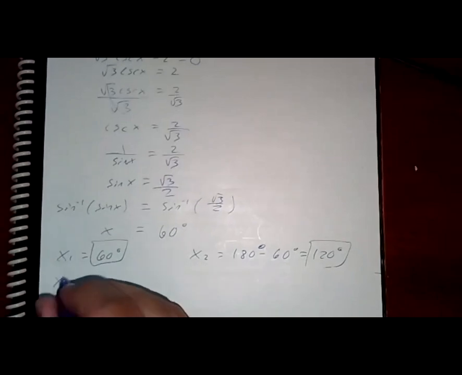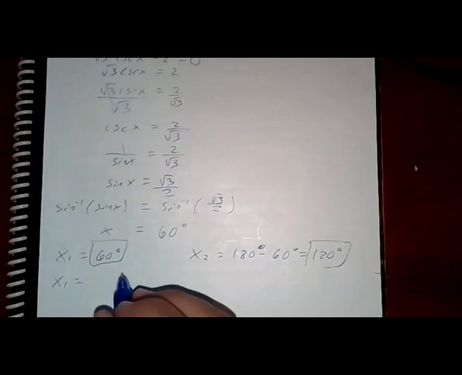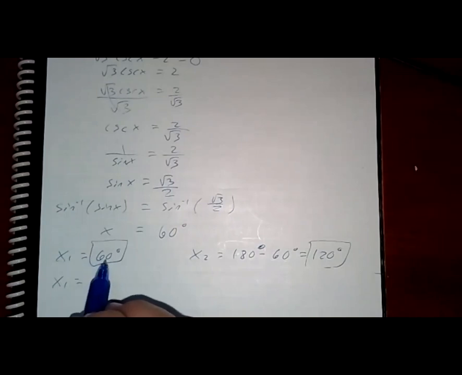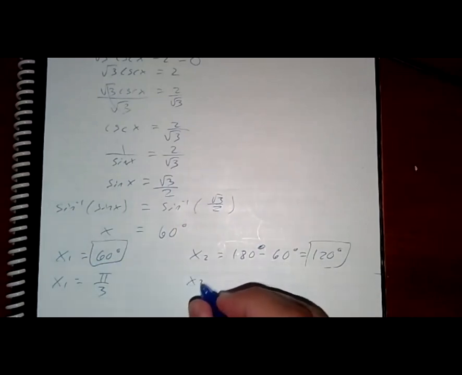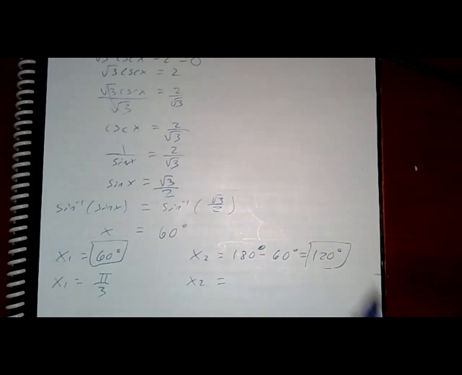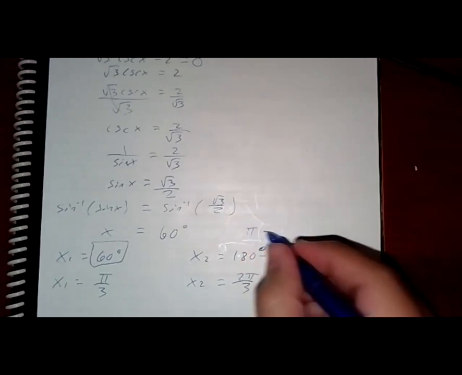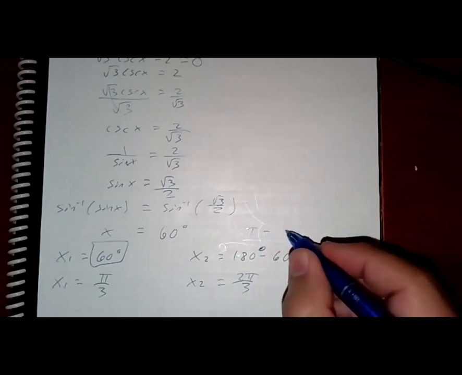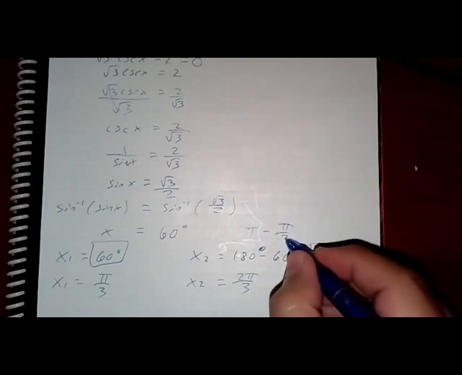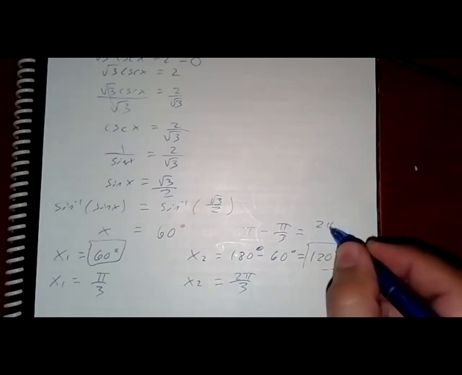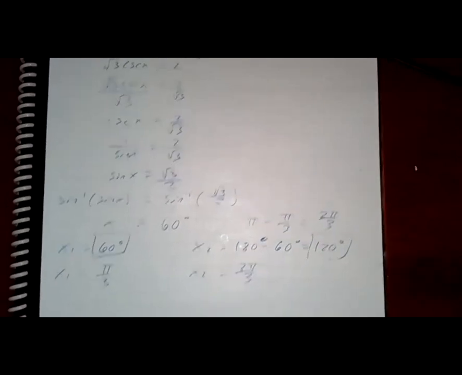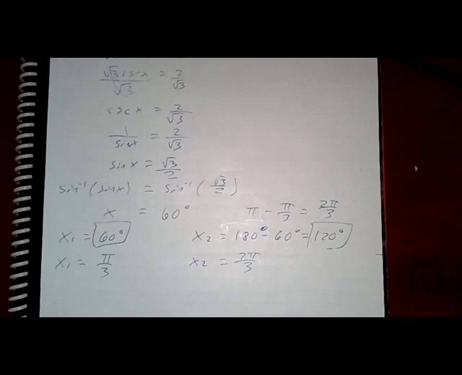So in other words, x1 is equal to 60 degrees, which is pi thirds. x2 is equal to 120, which is really 2 pi thirds, using your circle. So what you should use here is pi minus pi thirds, which is equal to 2 pi thirds, if you were to do the radian version of that.